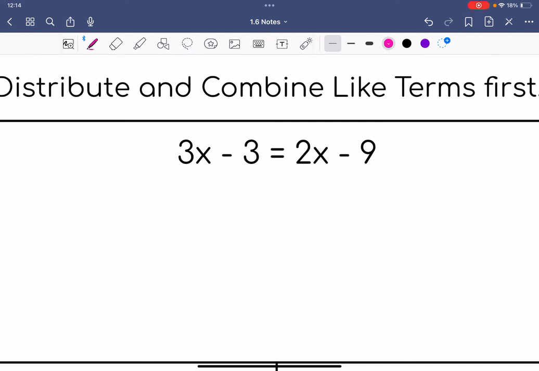So on this one, we've got 3x minus 3 equals 2x minus 9. We are going to choose to subtract the 2x from both sides. If we subtract 2x from both sides, on the left side of our equation, we are left with 1x. We still have our minus 3. On the right side of our equation, our 2x minus 2x cancels. We are left with negative 9.